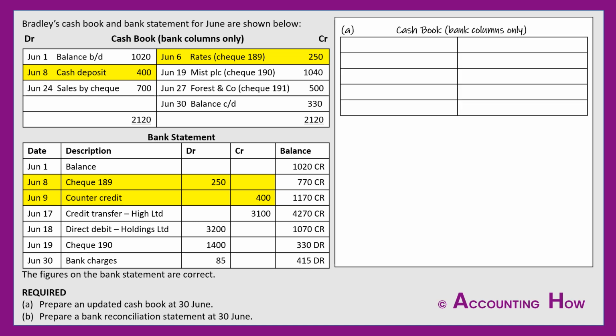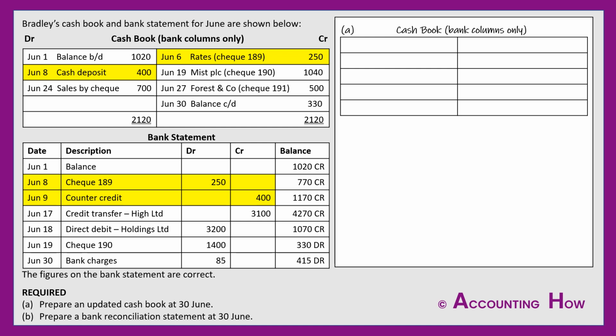So I'm going to start then with part A, which was to prepare an updated cash book at the 30th of June. And you'll see there I've got my cash book ready. And I'm going to start where Bradley's left off. So I'm going to look at his closing balance in his cash book, and you can see on the credit he's got June the 30th balance carried down £330.